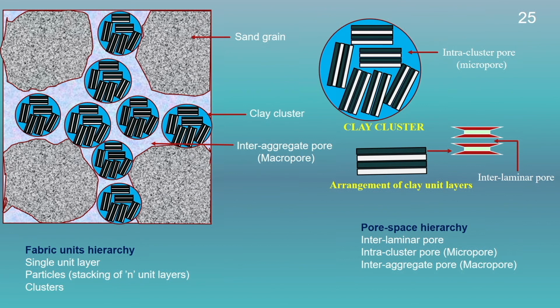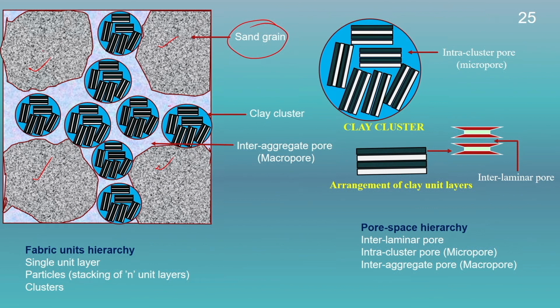Before going into the details, first I would like to explain the clay and expansive soil matrix in a sand and expansive soil mixture. For example, in this case we have taken one non-expansive soil such as sand grains, and one expansive soil such as montmorillonite. Here we can see these are the sand grains and these are the individual montmorillonite particles.